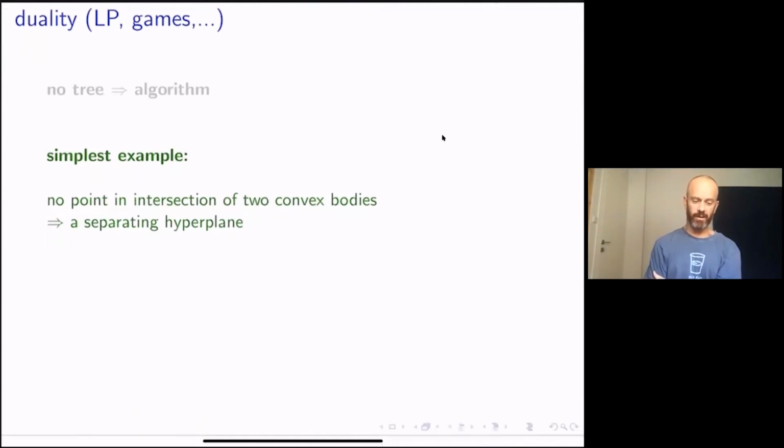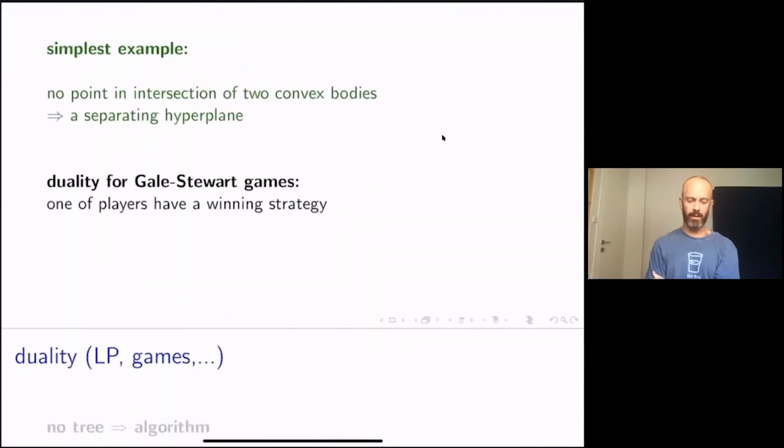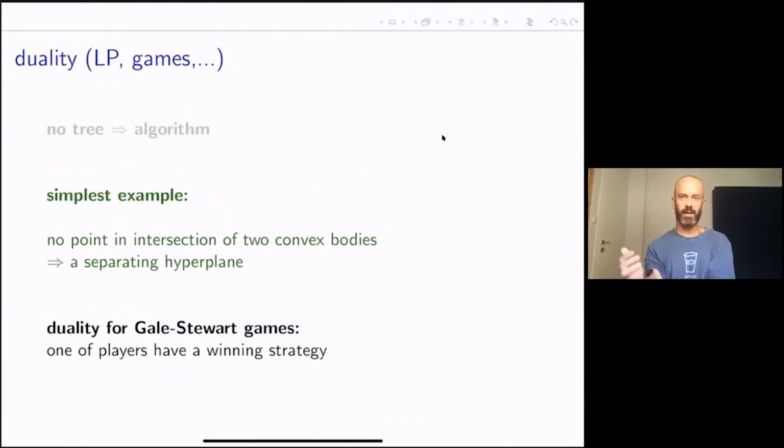And a different place where duality appears is in game theory. Specifically, in our case, it's a family of infinite games called Gale-Stewart games. In game theory, the duality comes in our setting as saying, if one player does not have a strategy, then the other player does have a strategy. So there is no strategy for one player, then there is a strategy for the other player, okay? This is true for a very general class of infinite games called Gale-Stewart games.